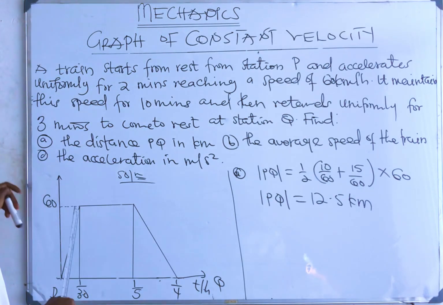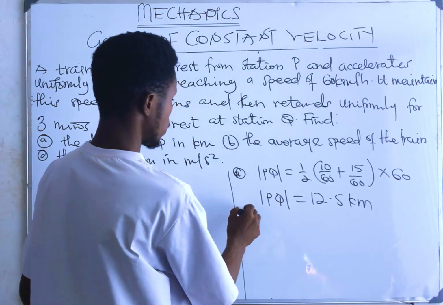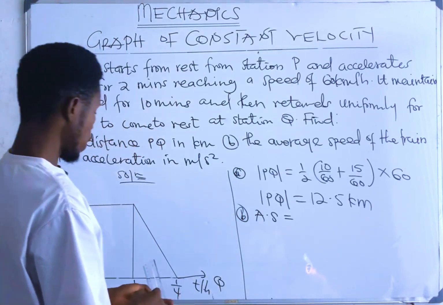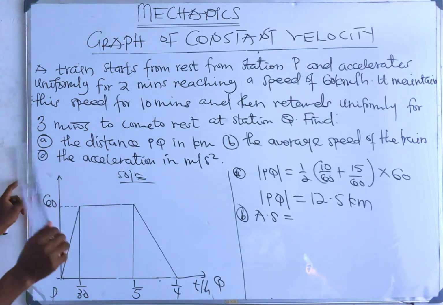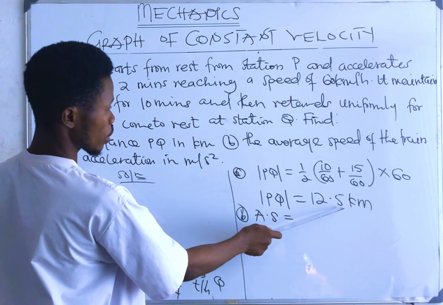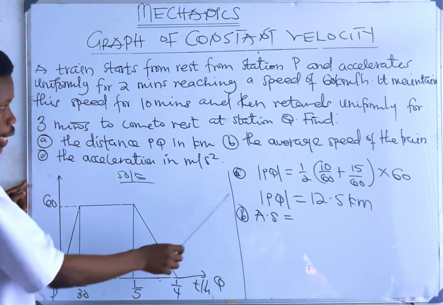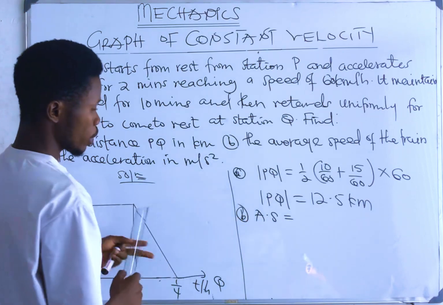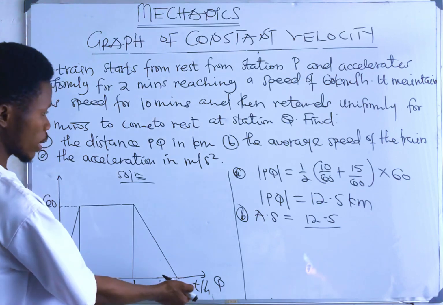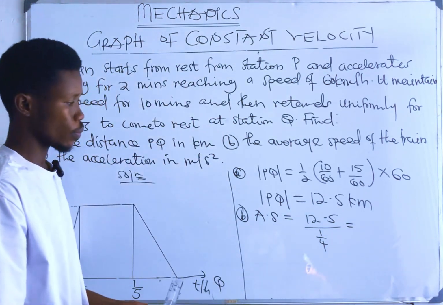So that's the distance PQ. Now let's move to B, the average speed of the train. Average speed of the train will be the total distance covered by the train over the total time. The question says you should work in kilometers, that's why the answer is in kilometers. The total distance covered is the 12.5 kilometers, over the total time covered, which is 1 over 4.